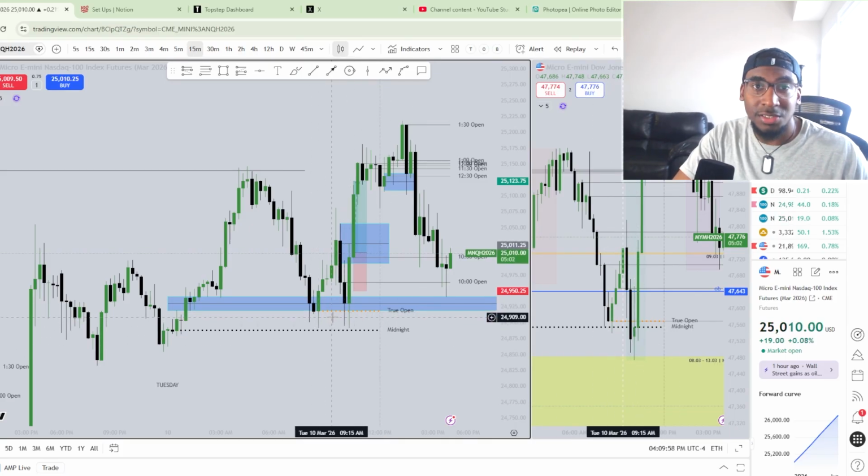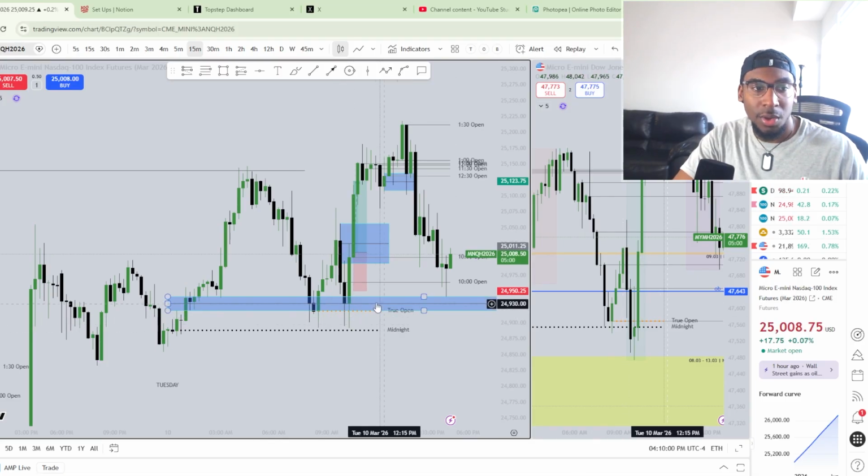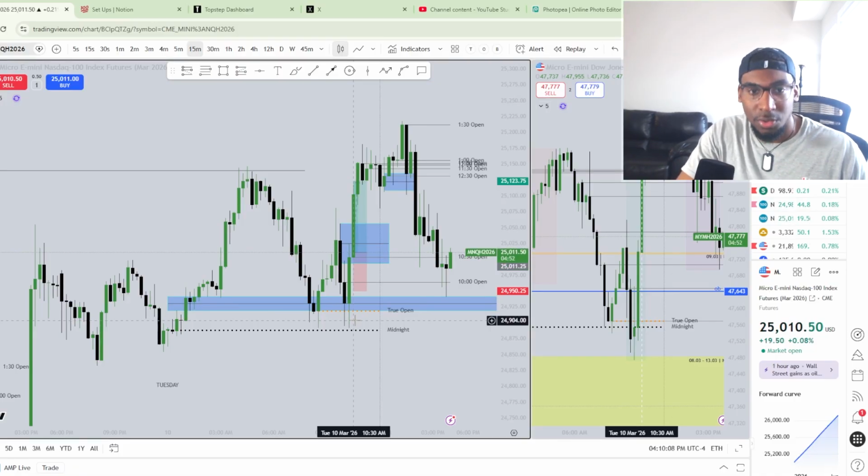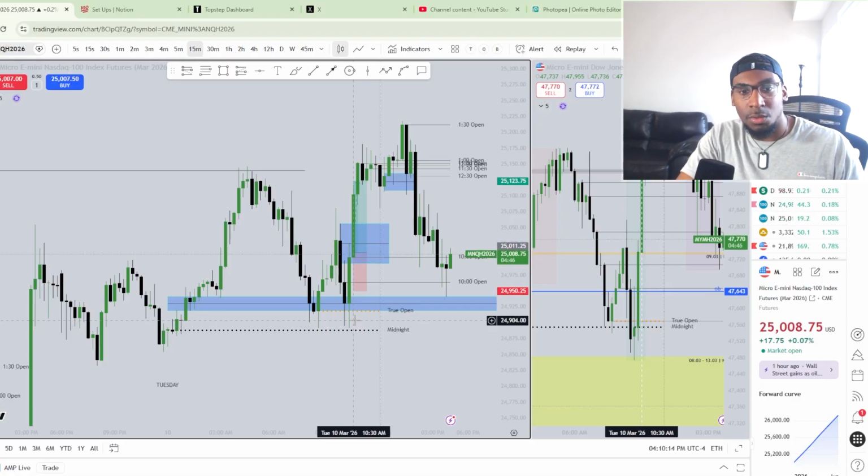So with that being said, we don't have to go any lower on NAS. In this case, we didn't. That would also play into the fact that we had SMT right there. Again, you can just look at structure, or you can wait for US 30. There are so many different ways you can view this. I don't want to confuse anybody, so stick with one way of looking at it.